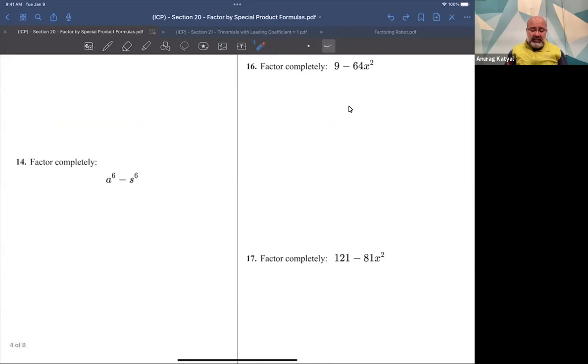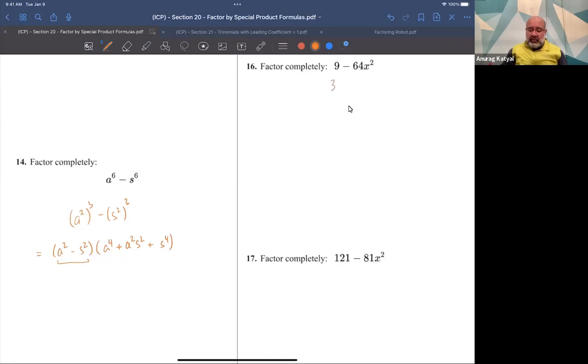A to the 6 minus s to the 6, you can rewrite this as a squared to the 3rd minus s squared to the 3rd. You can use the difference of cubes formula on this. And then when you do, you're going to get a squared minus s squared times a to the 4th plus a squared s squared plus s to the 4th. But lo and behold, this is now a difference of squares, just like the very last question we did.